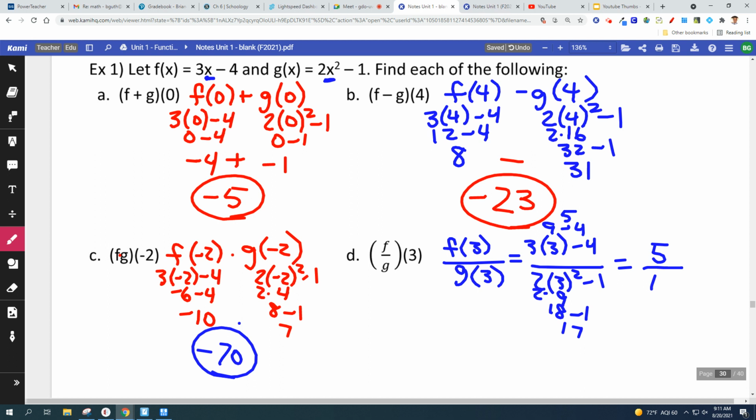And I'm fine with fractions. Sometimes fractions are easier than decimals. I don't want to have to reduce that. I mean, it is reduced, but I don't want to have to change that to decimals, and I don't need to. It's good.